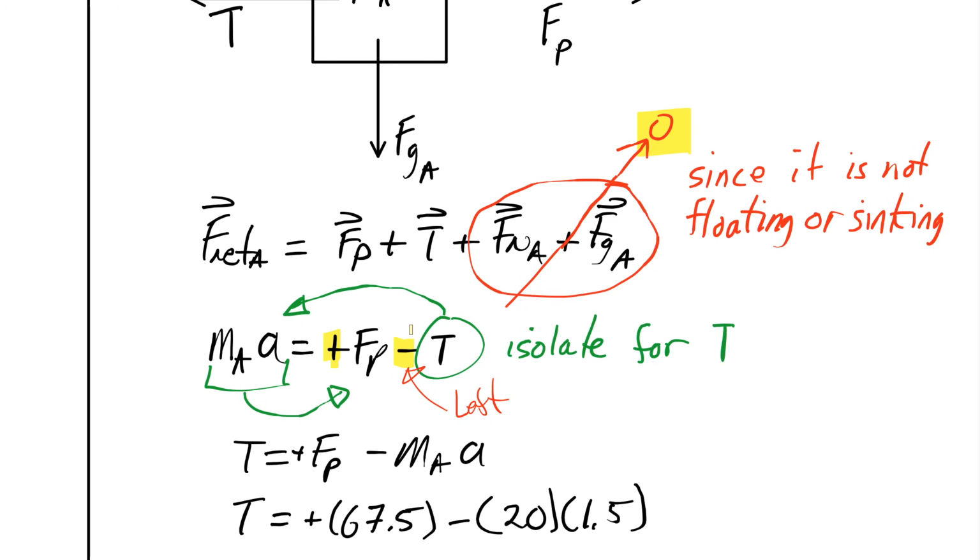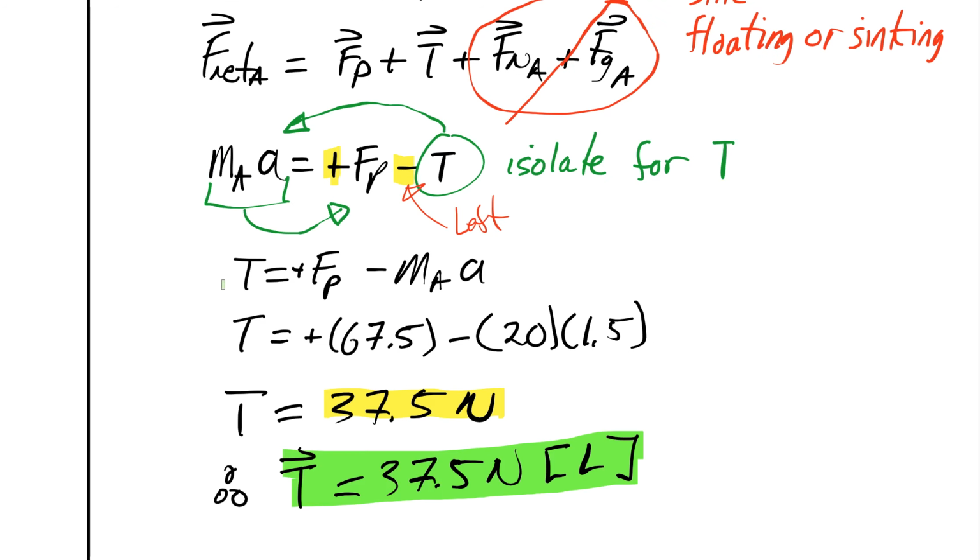Okay, so isolating for tension, we have to use SAM-DEB in reverse. And of course, we have three terms. This here being our term of concern. And since it is negative, I want to bring it over to the left-hand side. And at the same time, I'm going to bring this MAA to the right-hand side, which gives us tension is equal to positive FP minus MA times A, which gives us positive 67.5 minus 20 times positive 1.5, which gives us a magnitude for the tension of 37.5 newtons.